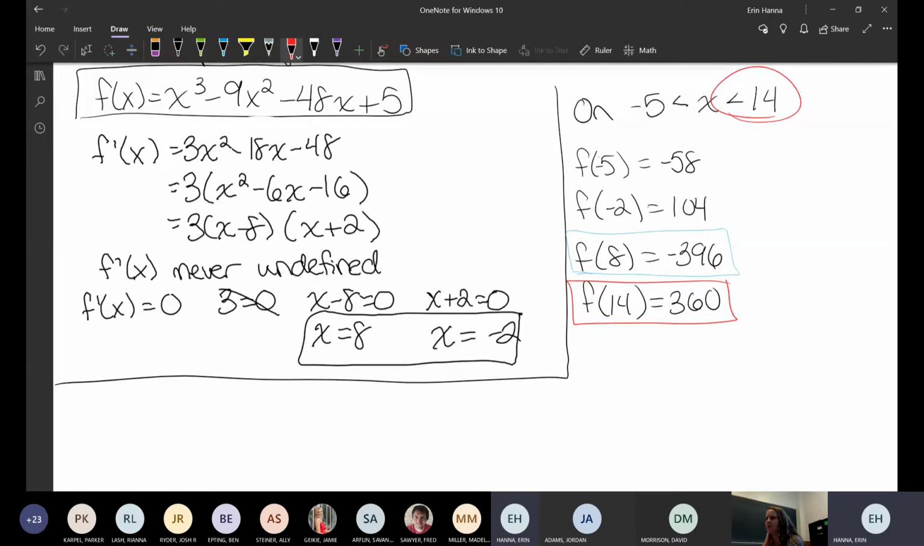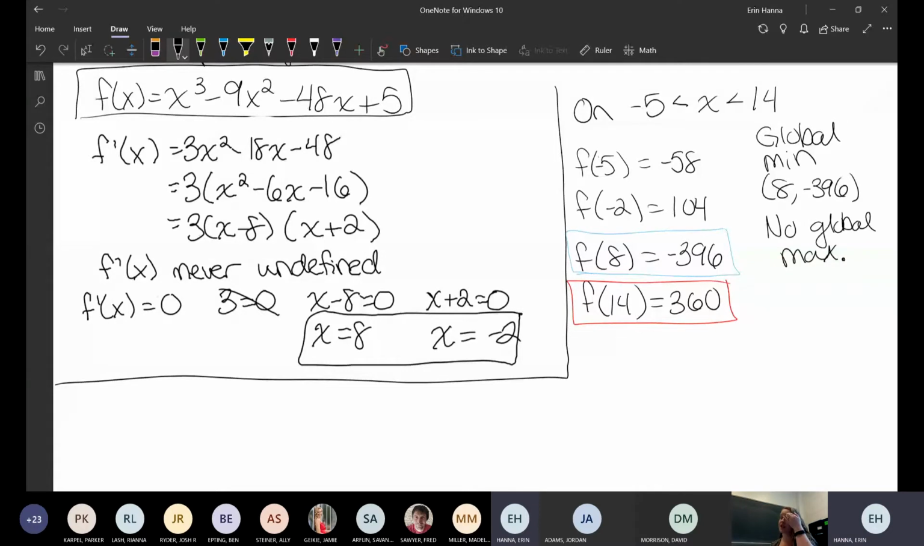Did I say min before? I hopefully said max. So since the global max would have been at 14, excuse me, but we can't include 14, there's not going to be a global max. So we would have a global min still at that 8, negative 396, but we would have no global max.